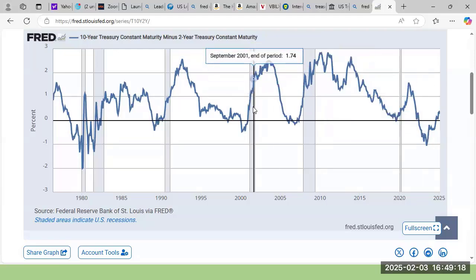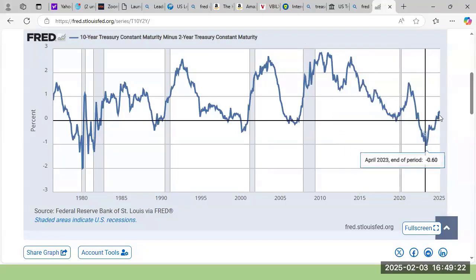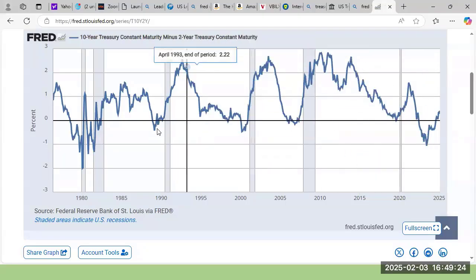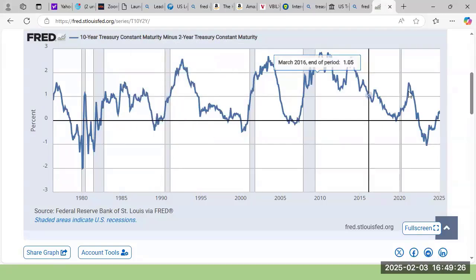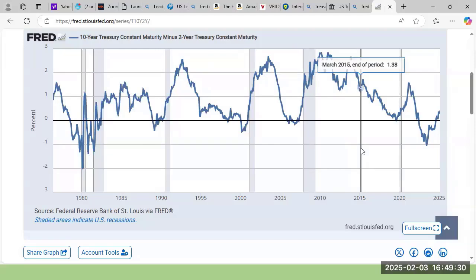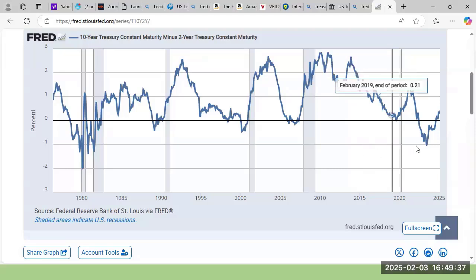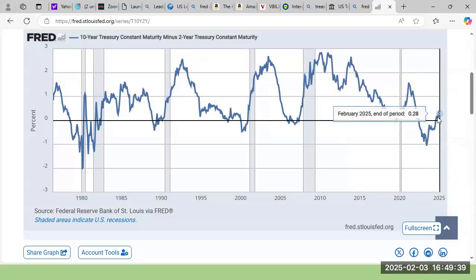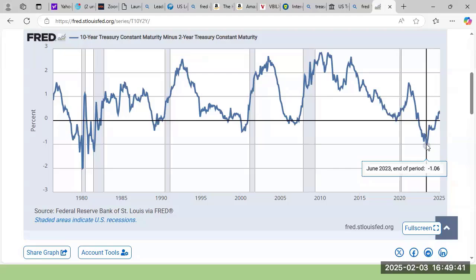In previous times, it's possible. That's a pretty long period of time here. It's possible we still have a recession coming, but it does a pretty good job. We've never had a recession without a negatively sloped yield curve, but we have had negatively sloped yield curves without a recession. So here it was negative 106.